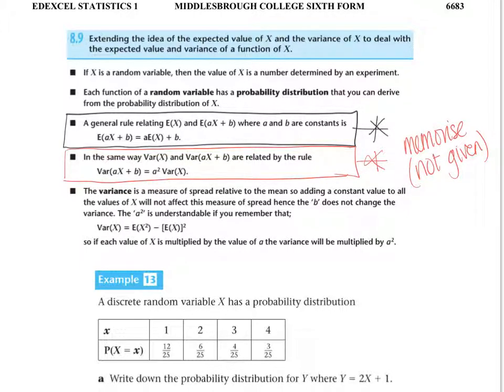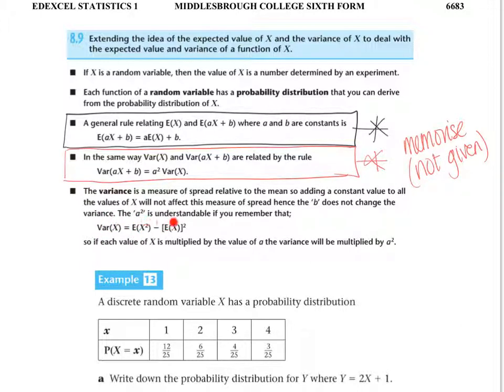So two equations there, and the second one, you can see if we've got the variance of x and a times x plus b, happens to be related to this one, then what we do is we take the a out and we square it and we ignore the b. What it's saying here is the variance is a measure of spread relative to the mean, so adding a constant value to all of the values of x will not affect the measure of the spread. Hence b does not change. That's a bit like the coding that we've done before, where we can just ignore anything that we add on.